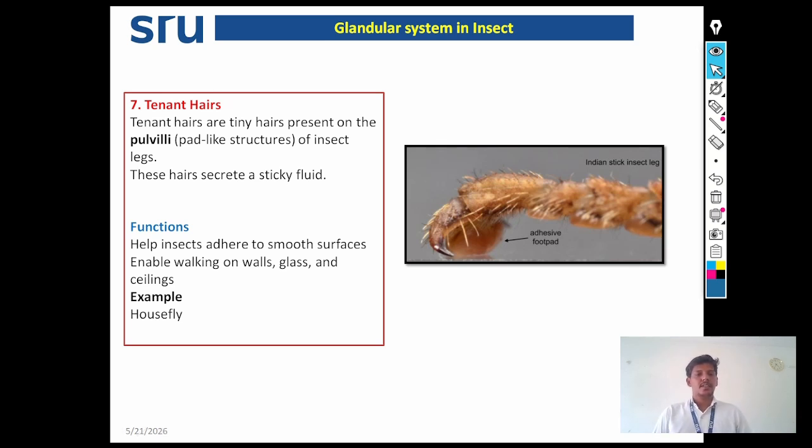Next gland, tenent hair. Tenent hairs are present on the pulvilli of the insect leg. Pulvilli are pad-like structures at the claw region in insects, and these hairs secrete a sticky fluid. Tenent hairs secrete a sticky fluid that helps the insect attach to smooth surfaces, enabling walking on walls, glass and ceilings. So tenent hairs are there on the pulvilli of the housefly.